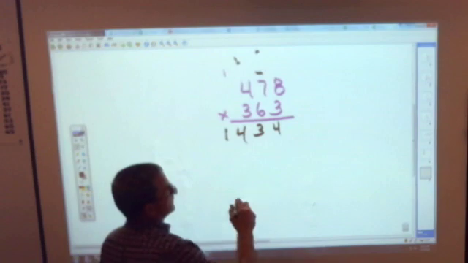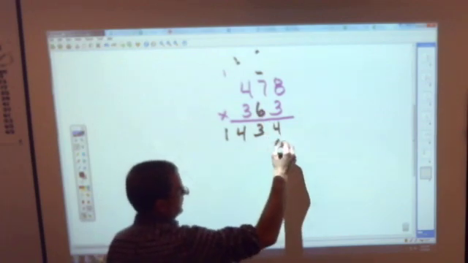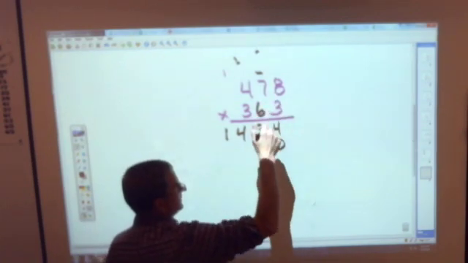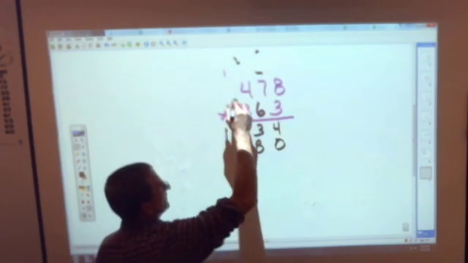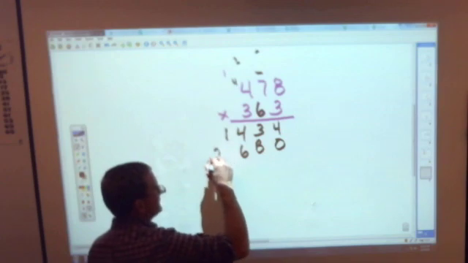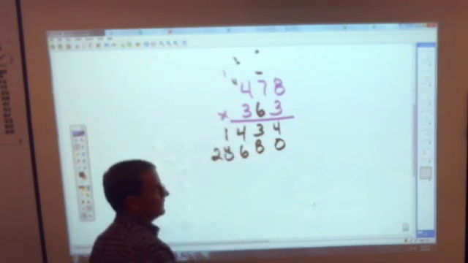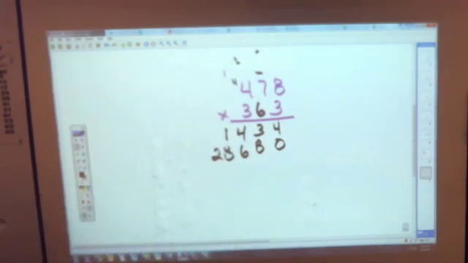Yes. Starting the next row, you have to start with a 0. 6 times 8 is 48. Carry the 4. 6 times 7 is 42 plus 4 is 46. Carry the 4. 6 times 4 is 24 plus 4 is 28. Hopefully you got that for the second row. Now, here is a helpful little hint. First of all, I start with my 2 zeros.